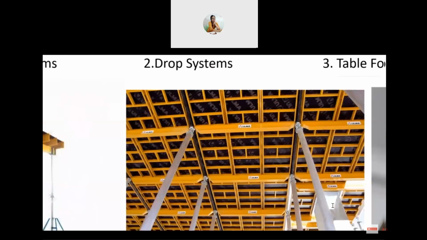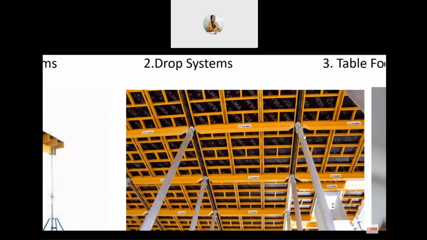And we should provide two sets of props, so that the time of construction will be very less. This prop acts as a supplementary support for your slab, because if the slab is 6 meter and you remove the prop, it might bend, it might buckle, or it might fail, right? So we need some supplementary props for 14 days or 28 days. It depends on your span and structure.